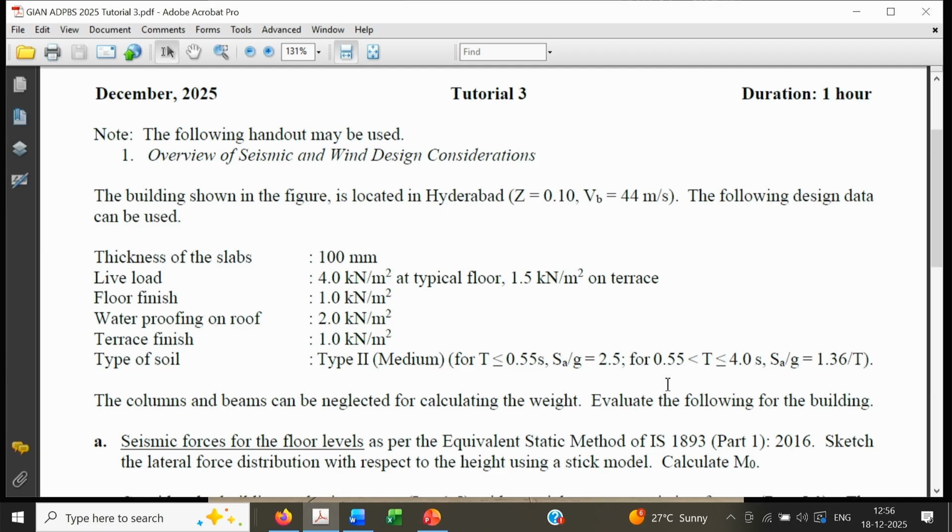Some of this information is given. You should be able to see from your third year itself. I am targeting the youngest of the group. At least from third year itself, you know how to compute the self weight, how to compute the live load, how to compute the superimposed load. Now here these are specified. In real life, actually you have to go to IS 875 and find out, based on the usage, what live load you should pick up.